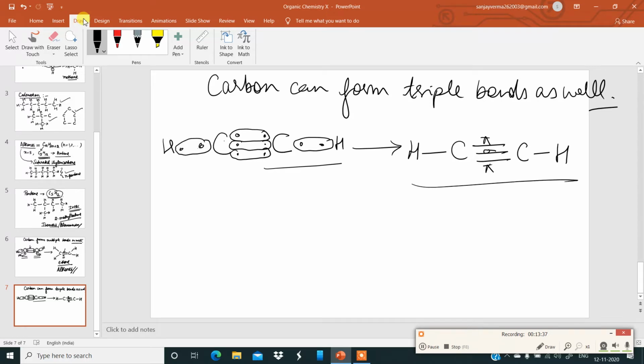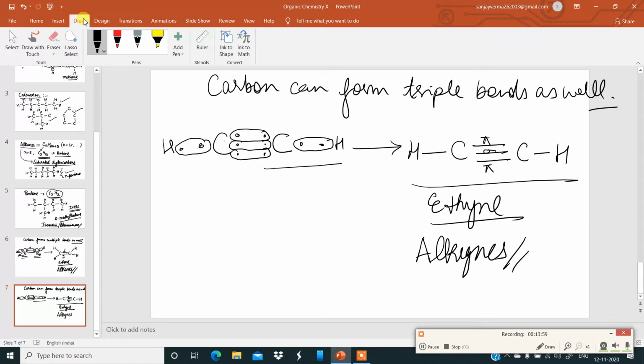So this compound which you see over here, because of the unique nature of the carbon atom, it is forming a triple bond as well. This compound is called ethyne, and ethyne belongs to the homologous series of hydrocarbons which is called alkynes.